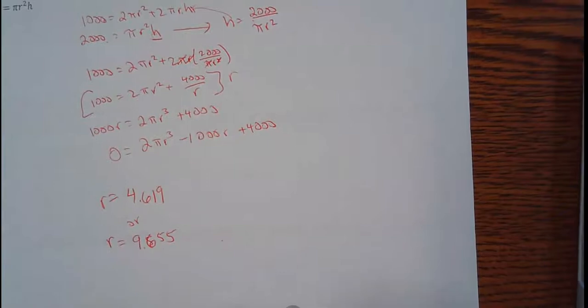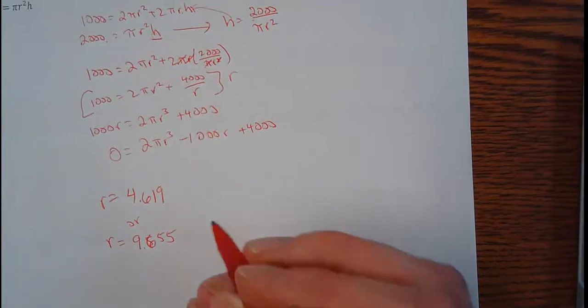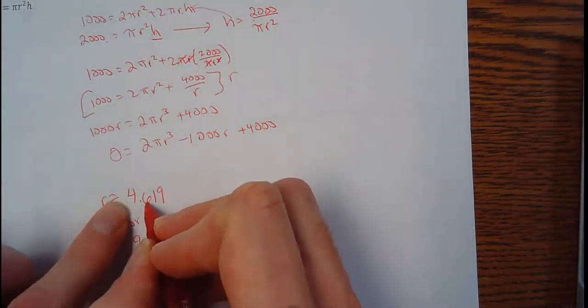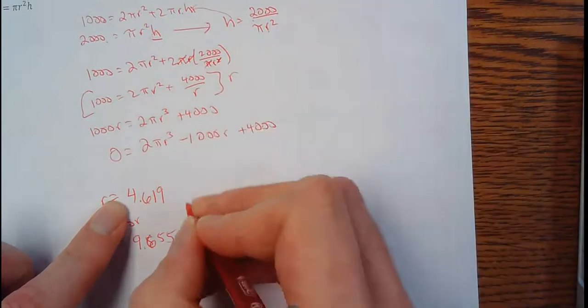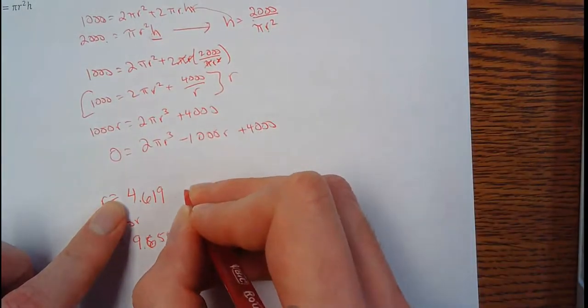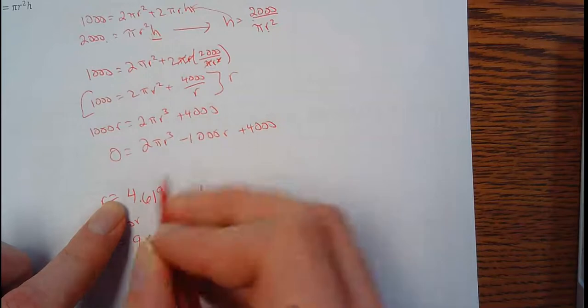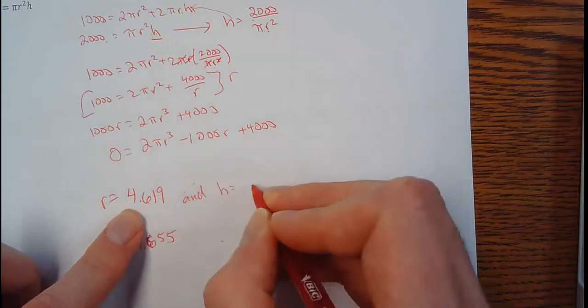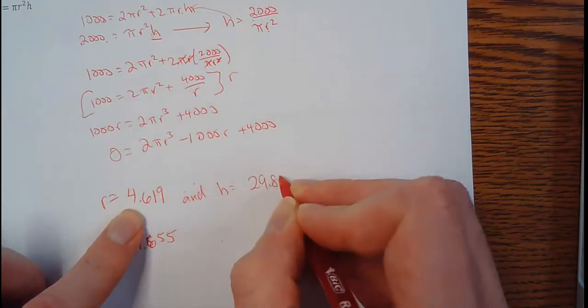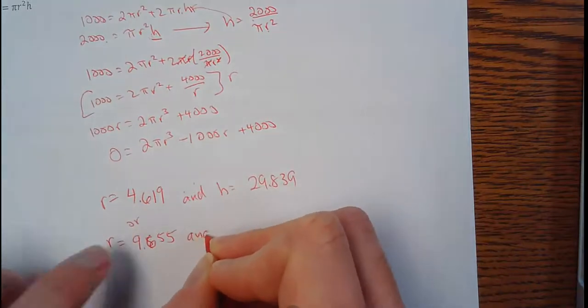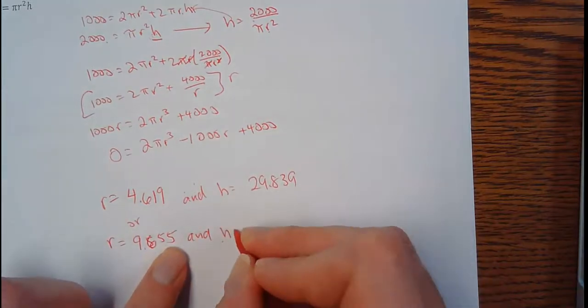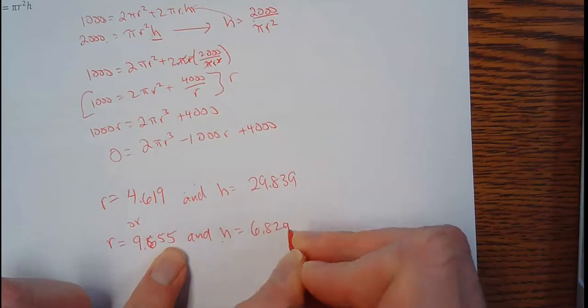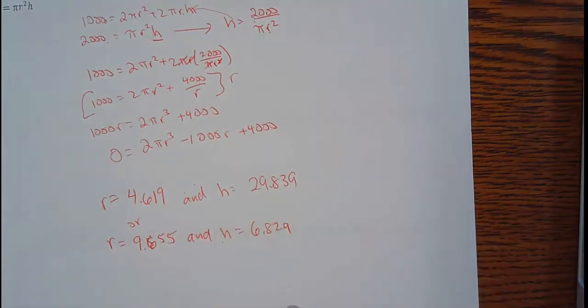Let's see, find the radius and height. So if the radius was this, if I plug it in there, then the height would be 29.839. If the radius was 9.655, then the height would have to be 6.829. So there are two different pairs of radii and heights that would make this work.